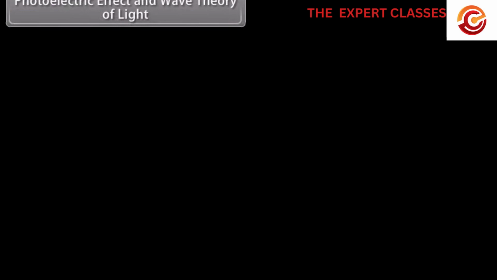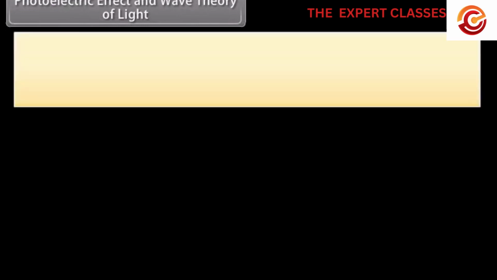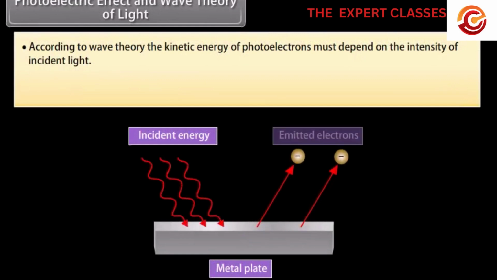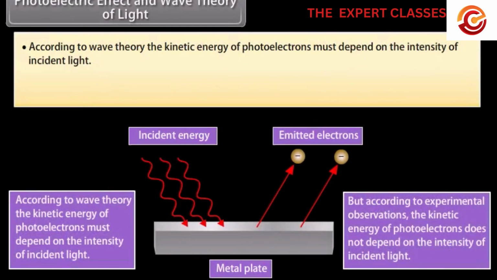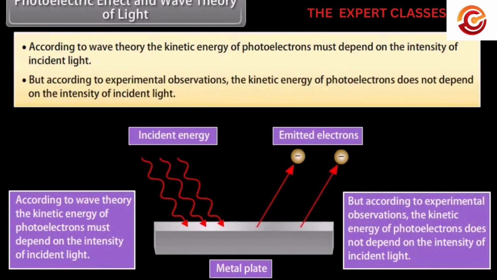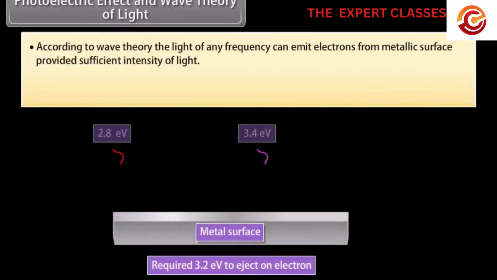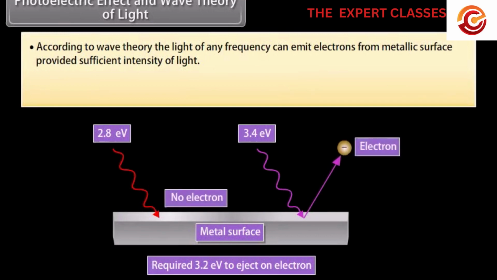Photoelectric effect and wave theory of light. According to wave theory, the kinetic energy of photoelectrons must depend on the intensity of incident light. But according to experimental observations, the kinetic energy of photoelectrons does not depend on the intensity of incident light. According to wave theory, the light of any frequency can emit electrons from metallic surface provided sufficient intensity of light.